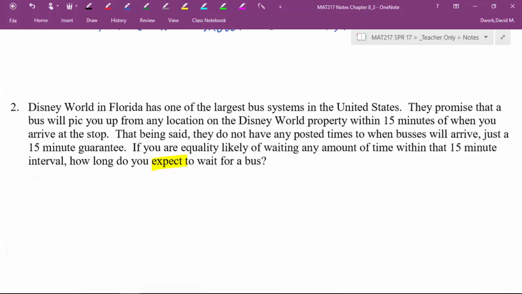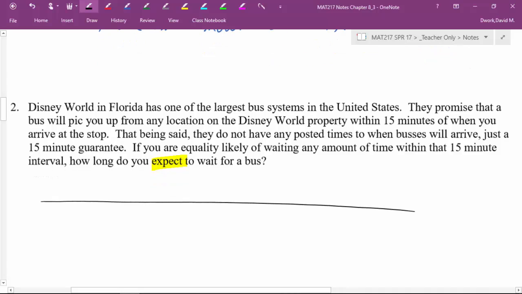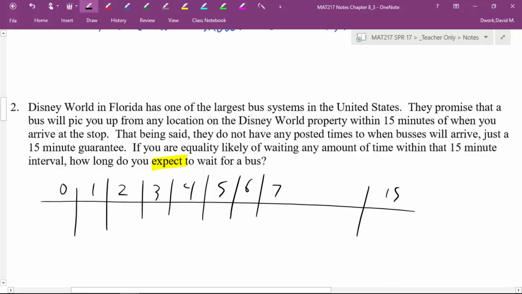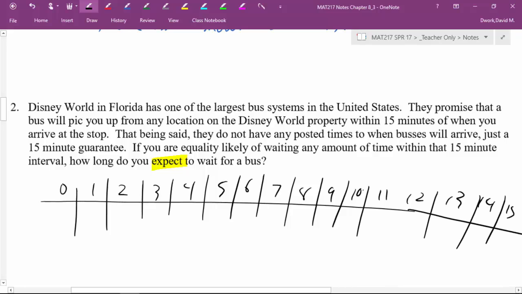Okay, here's the idea. If you think about it this way, you are equally likely to have any time period, and of course you could go to seconds. I'm going to fill out a probability distribution table just for fun. I need a few more spaces: 10, 11, 12, 13, 14, and 15. There we go. Now, the probability of waiting 0 is the same as the probability of waiting 15.